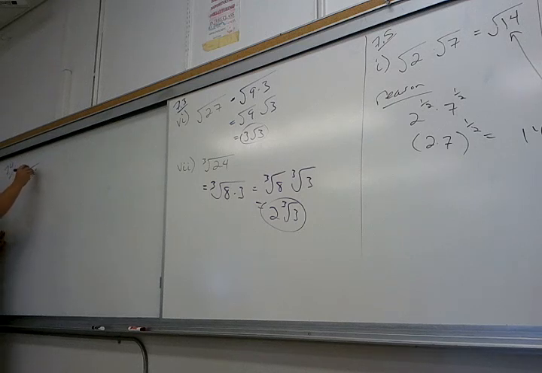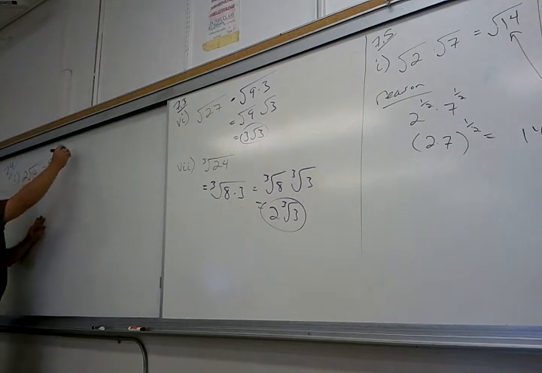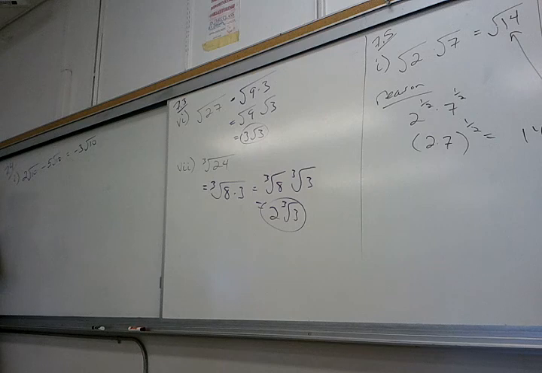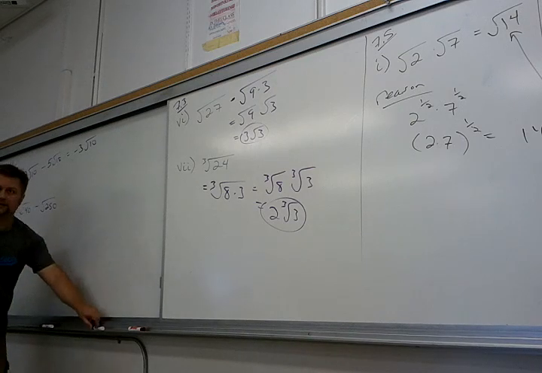2 square root of 10 minus 5 square root of 10, what would that be? Good, -3 of those. Cool. That's nice. They already started off as like terms, bam. So what about this? Square root of 40 minus square root of 250. Can't do it. Not yet. Break it into pieces. Break it into pieces, I love it.